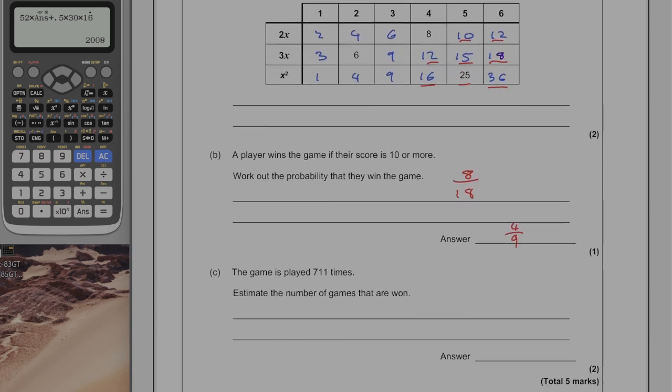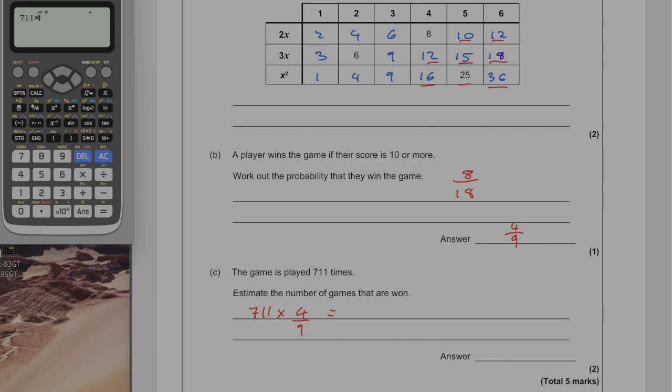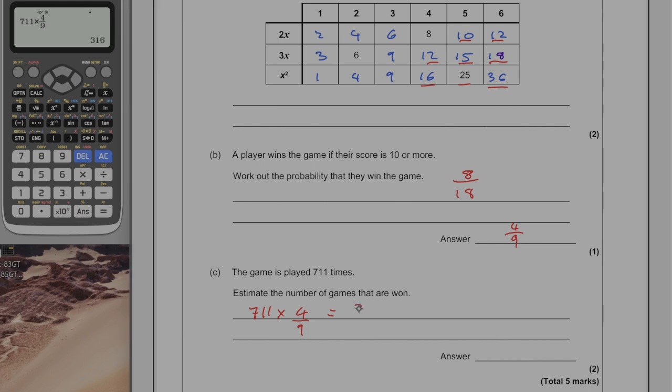The game is played 711 times. Estimate the number of games that are won. So we're going to do 711 times the probability of winning, so 4 over 9. So 711 times 4 over 9 gives us 316.